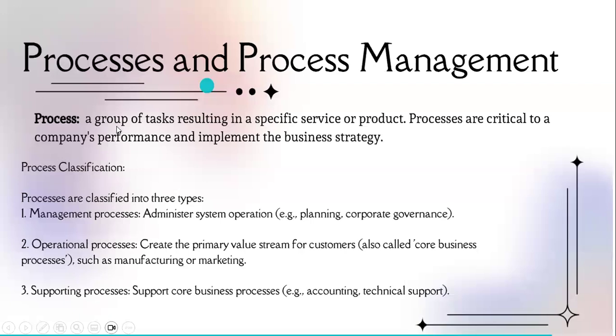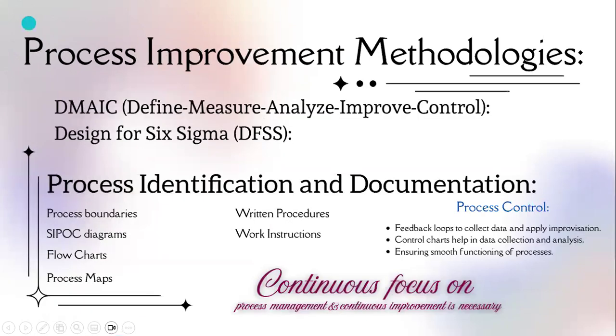So here, a group of tasks results in specific services and products. So what we are going to do, we identify the problem and we are going to create a Greenbelt team and then we are going to bring that, right? That's what our intention is here. And process clarification, what we are going to do, what is a management process, operational process, supporting process, everything we have to bring into place. And process improvement methodology, that's what we are discussing, right? How I am going to improve my process.